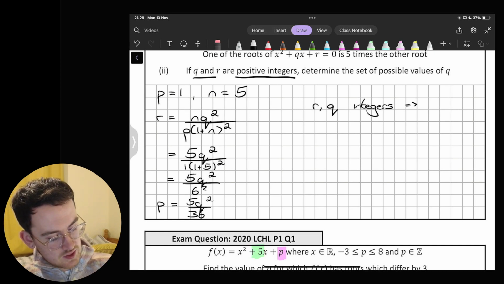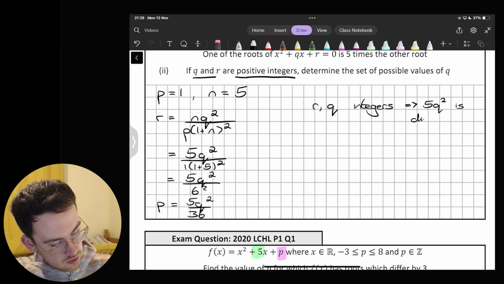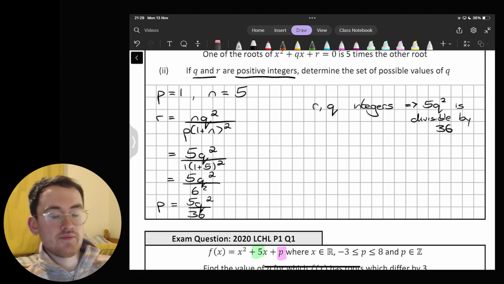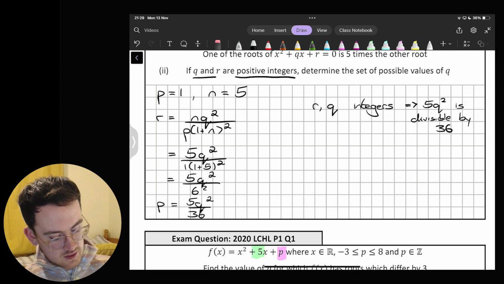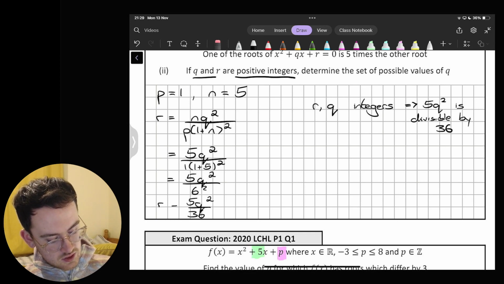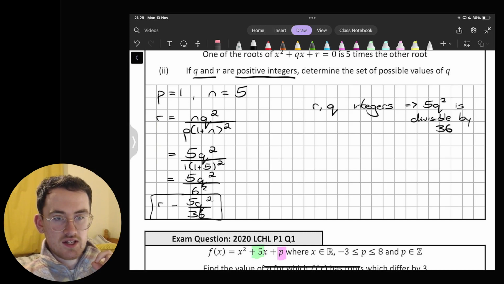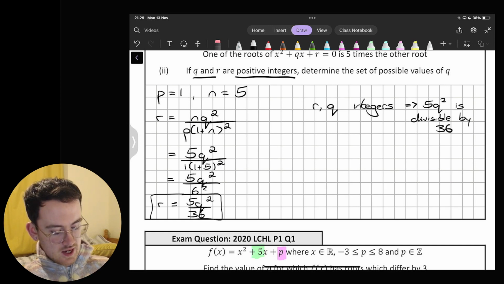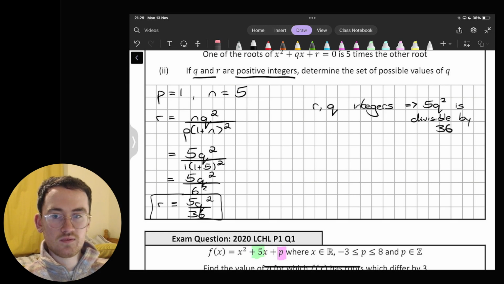And what that means for us is that 5q squared is divisible by 36. Why is that? Well, if this result down here is going to be an integer, that's going to mean that 36 divides in evenly to the top result with no remainder. Otherwise, we don't get an integer. Otherwise, we get a fraction or a decimal of some sort. But we've been told it's a positive integer, so we know that it has to divide in evenly.